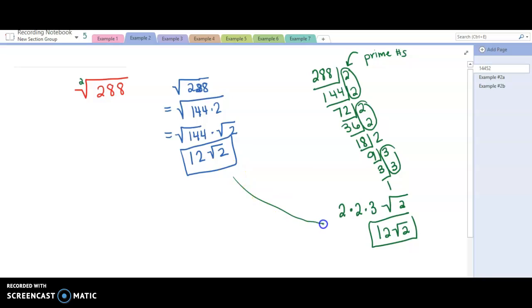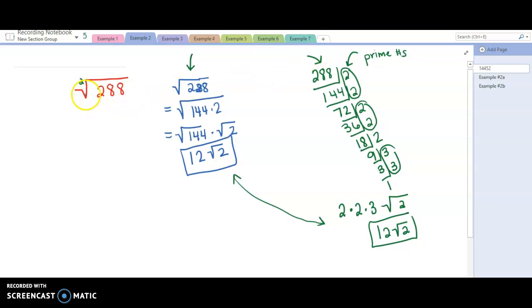Notice both of these are the same. Now, there's advantages and disadvantages of both. There's times that I personally feel that this method is definitely easier. This would be one of those times. But there are other times that I feel this method is easier. So, like I said, this is a matter of preference.